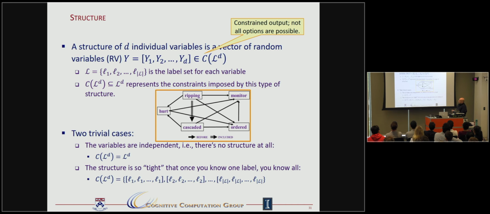Two trivial cases that you can think of, just to make sure that we're talking about the same thing. You can think about all the variables being independent. There's no structure at all. I just drew it as a graph. In this case, the set of outputs is just going to be the size of my vocabulary to the D, L to the D. Or you can think about the other extreme, where the structure is so tight that once you know one of the labels, you know all of them. For example, in this case, all the labels are the same. So this is another extreme case.